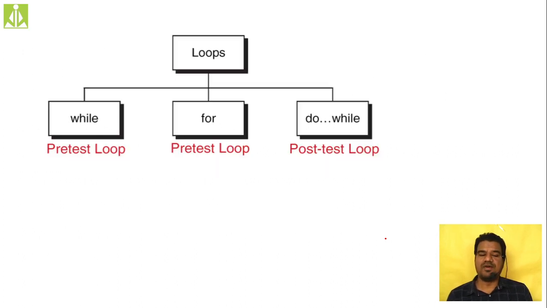Loops in C: while loop, for loop, do while loop. While loop and for loop are pre-test loops, and do while loop is a post-test loop. Here I have shown this with the help of a diagram. The first one, while loop, is a pre-test loop. For loop is also a pre-test loop. Your do while loop is a post-test loop.